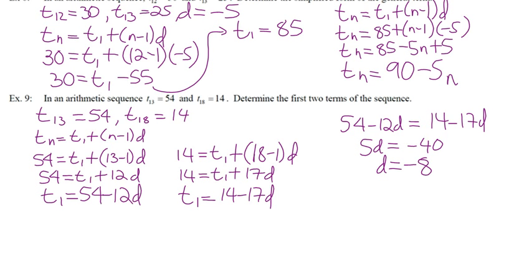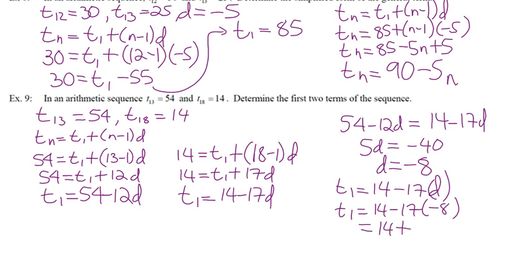Were we there like 5 minutes ago? Are we just trying to solve for D the entire time right now? Nope. Trying to determine the first two terms of the sequence, but to do that I need to get D, and then I need to get T1. So now let's get T1. So T1 is 14 minus 17 times negative 8, which is 14 plus, what are we at, 80 and 56, 126. So 140.